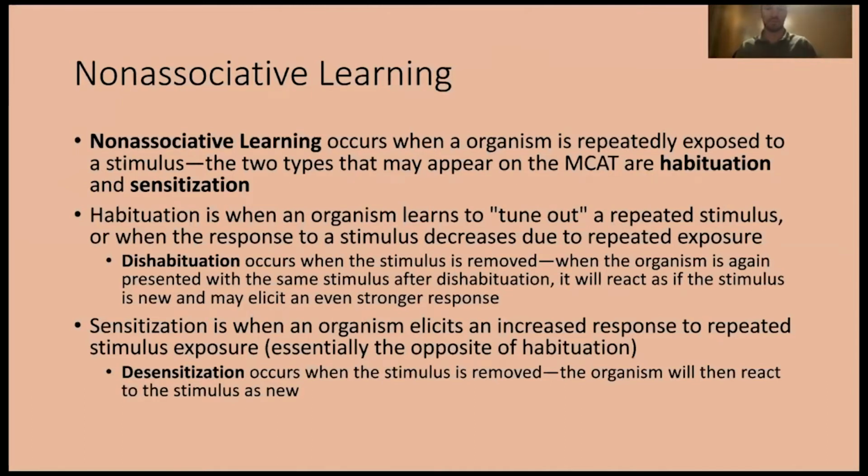So non-associative learning occurs when an organism is repeatedly exposed to a stimulus. The two types that may appear on the MCAT are habituation and sensitization. These are always the two that you're going to hear about when we're talking about non-associative learning. It's going to be habituation and dishabituation, and then we have sensitization and desensitization. So let's talk about habituation first.